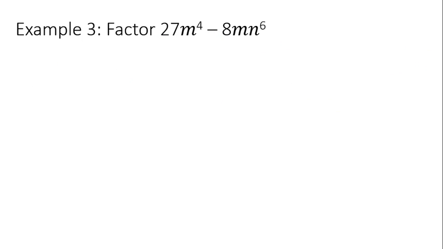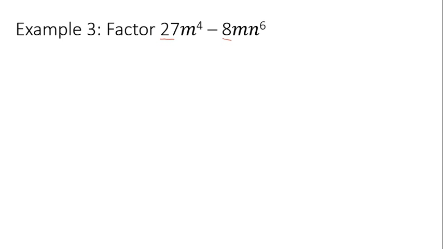Next, example 3. Factor 27m to the 4th power minus 8mn to the 6th power. Again, check if the given can be factored by difference of two squares. Or rather, difference of two cubes.